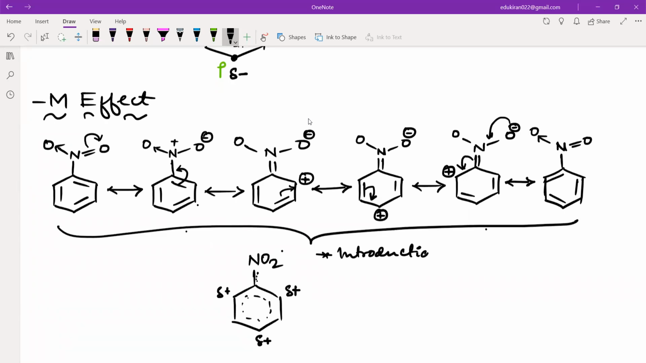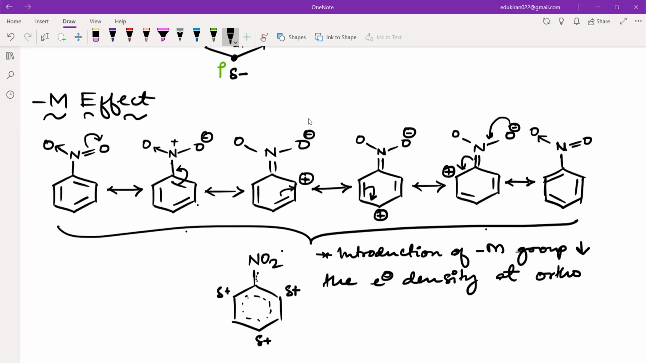So I can write: introduction of a minus M group decreases the electron density at ortho and para positions of benzene. Write this down, let me know if you're done. Done, sir.